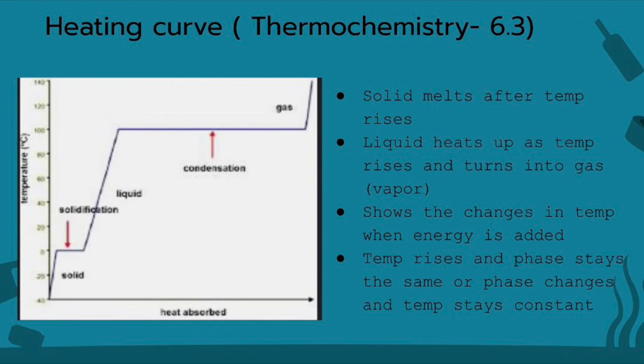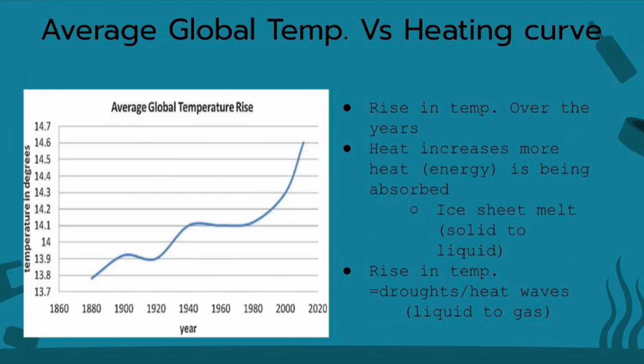So, anyway, this all happens because the temperature is increasing and more energy is being added, and if the temperature is to increase, then the phase must stay the same, and if the phase is changing, the temperature needs to be constant. Now, connecting the dots with the other graph I have for average global temperature, you can see there's obviously a rise in temperature, that heat is being absorbed and all of that. There's going to be a phase change.